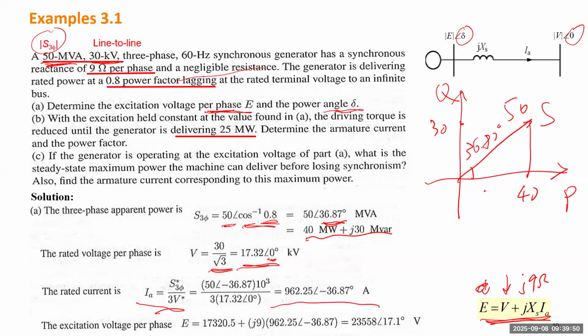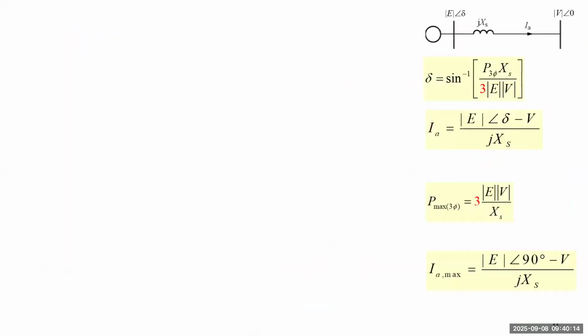Next, we plug everything into this formula and we can get E, the voltage E. You can tell this voltage is slightly bigger than V, right? Because the power factor is lagging, the external system will need reactive power. So you need to have E larger than V to provide the reactive power.